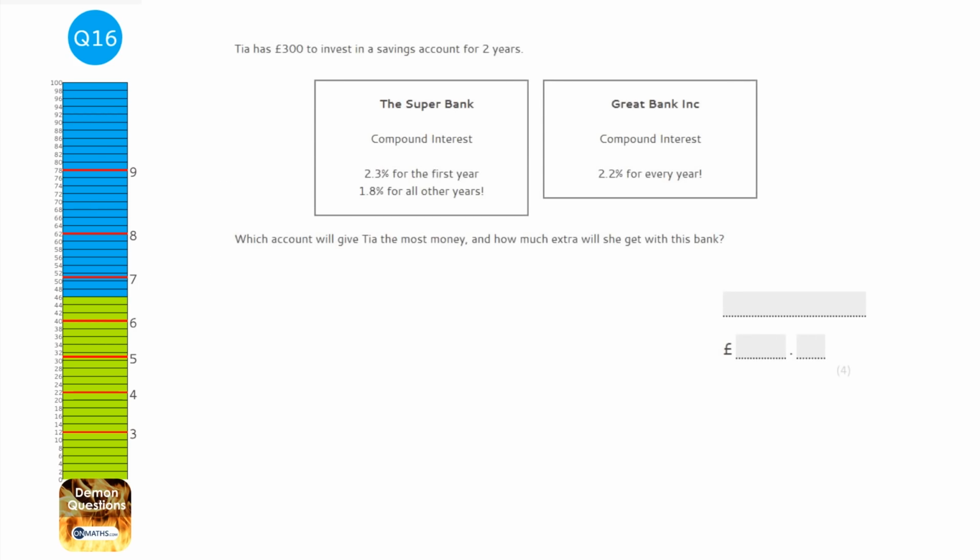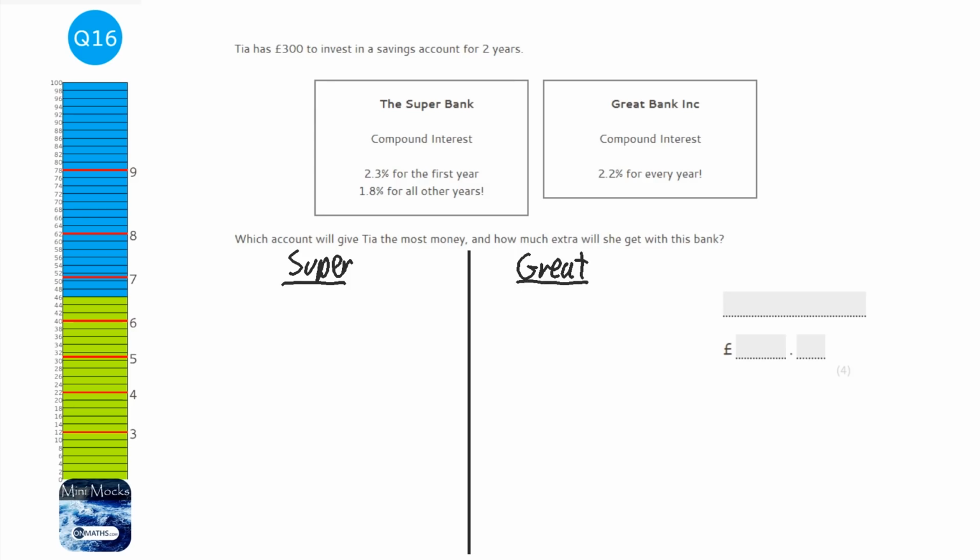In this question we're asked to compare two banks, and normally when I'm asked to compare something I just put a line down the middle of the working out and I put one of them on the left hand side and one of them on the right hand side, and as long as it's identifiable which one is on the left and which one's on the right, you don't need to necessarily put the whole name down, but you can do. So I'm going to start with Superbank. It says we have 2.3% for the first year and 1.8% for all other years, and we're doing this for 2 years at £300. So first of all I want to work out what the multiplier is.